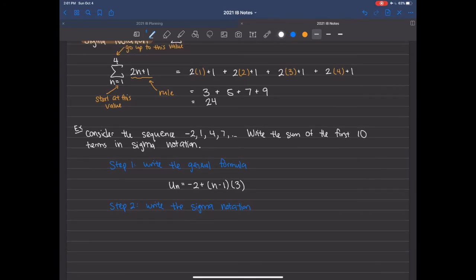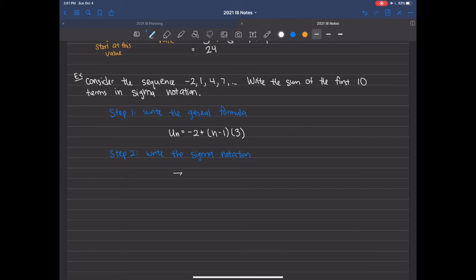So let's see, we'll draw a big sigma. And we want our variable, our n, to start at the first term. And we want it to sum up to the first 10 terms. So our value of n is going to start at 1. It's going to go up to 10. And the rule that we want this sequence to follow is negative 2 plus n minus 1 times 3. And so this is our answer. This is how you would write the sum of the first 10 terms of that sequence using sigma notation.